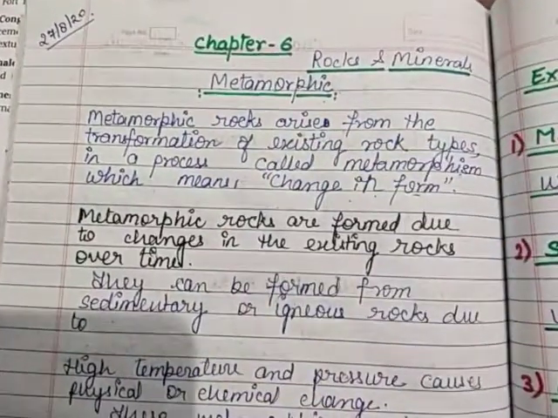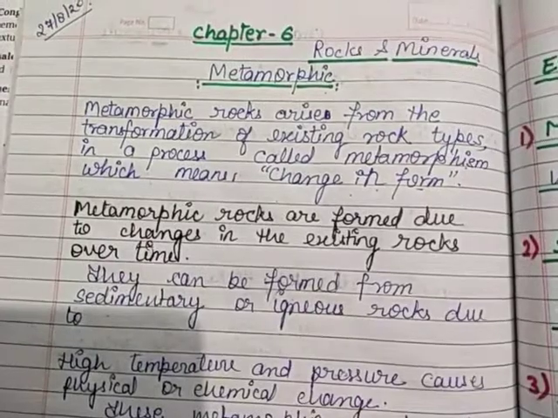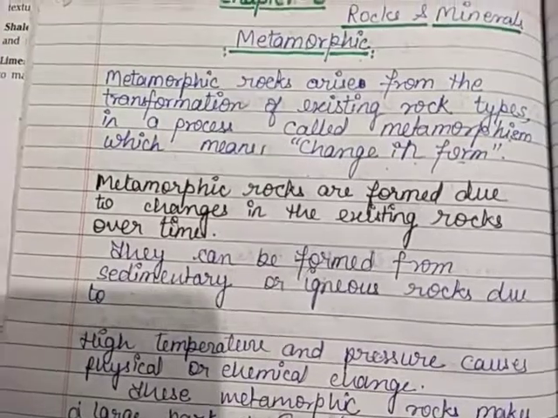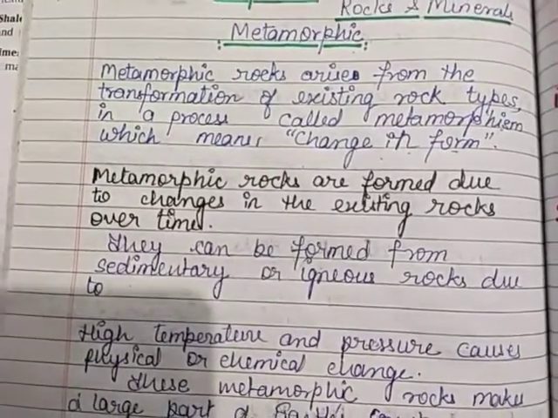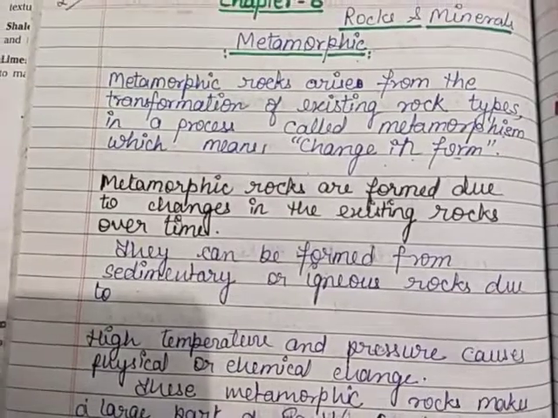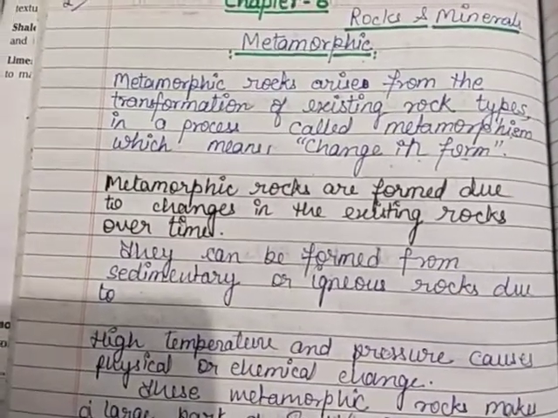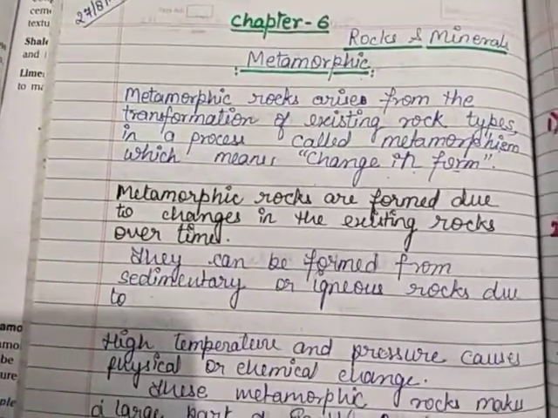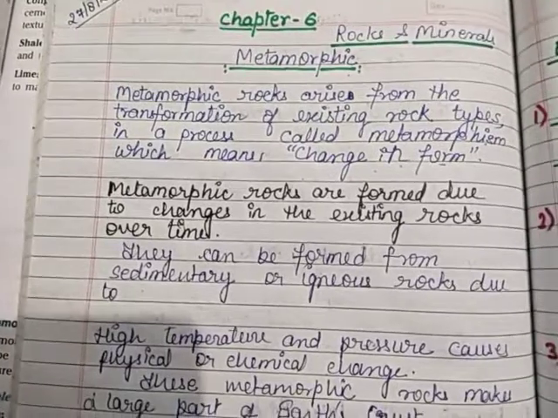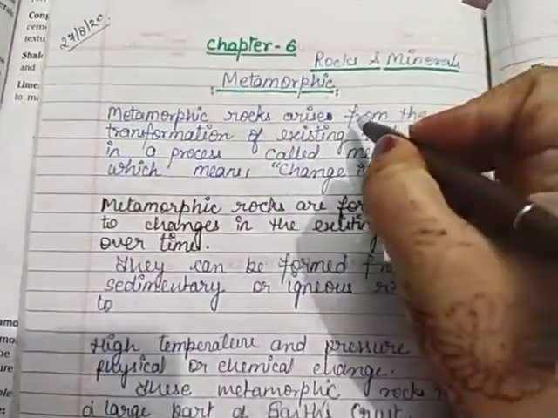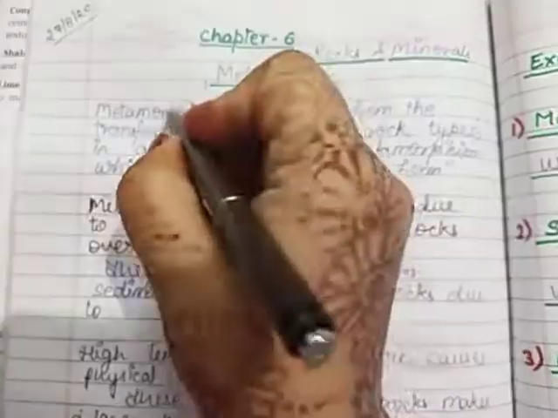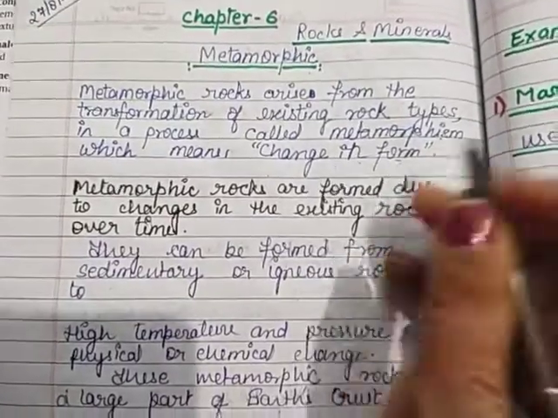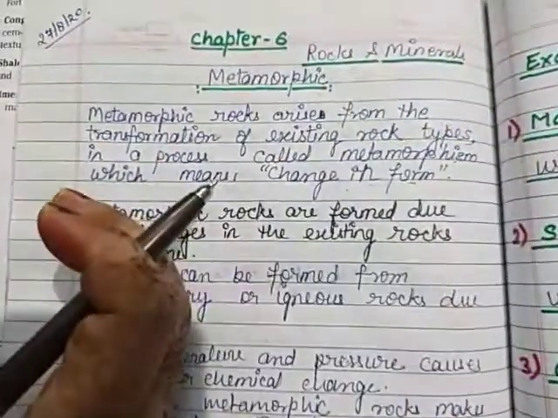So all those kinds of rocks which are already in existence, which are already present or found on the earth in the form of sedimentary rocks and in the form of igneous rocks, by the transformation of these two kinds of rocks, the metamorphic rocks are made. So the exact meaning of metamorphic rocks is change in form. The form has been changed.